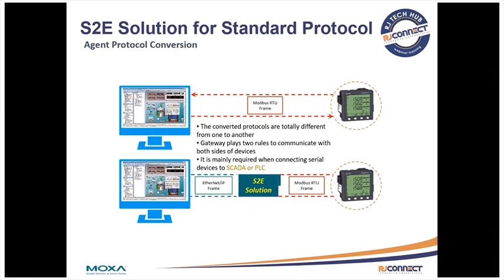So in this example, we want to convert a Modbus RTU frame or protocol to an Ethernet IP frame. To be able to do that, we need to make our device or our solution a Modbus RTU master to be able to communicate to our slave. And we need to become an Ethernet IP adapter on the other side so that our SCADA system or PLC can understand. In this case, we need to physically convert the protocol from one format to another, and this is called agent protocol conversion.